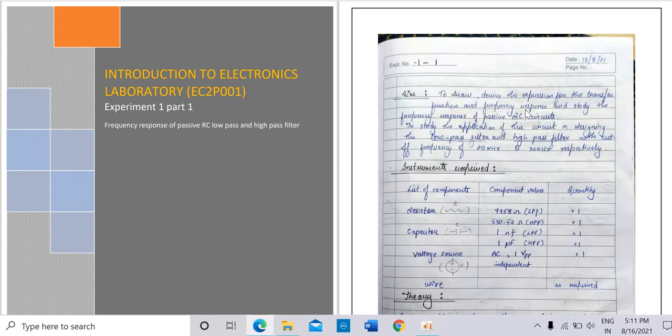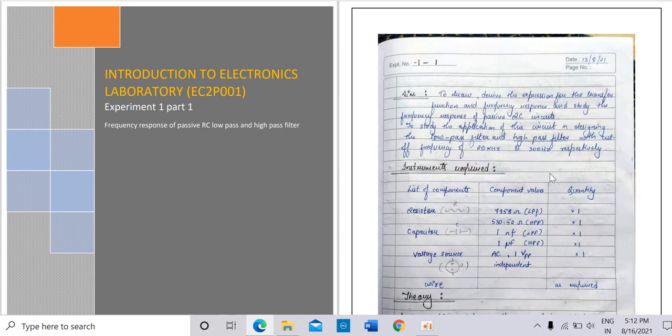So hello, I'm going to talk about my lab report which I have written for experiment 1, part 1 for the introduction to electronics laboratory. The aim of this experiment is to derive the expression for the transfer function and the frequency response and study the frequency response of passive RC circuits.